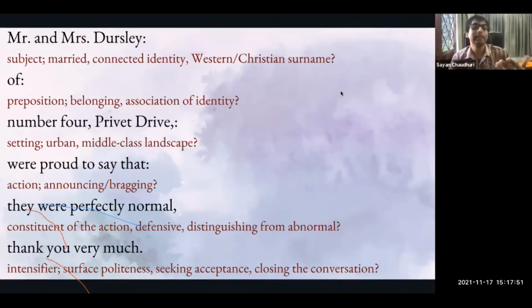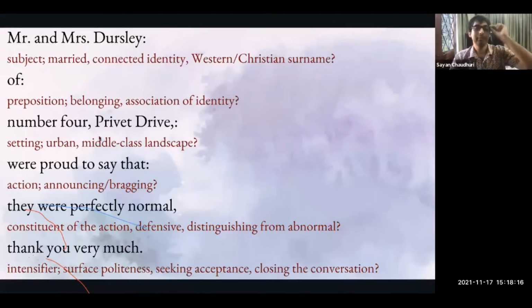So as we discussed, these are some things I have written down. Of course, you pointed out many more things. So: married, connected identity, maybe Western Christian surname. As Rosemary said, this is something we can now verify by looking at surnames in a certain part of Britain. "Of" is a preposition, but it's also talking about belonging, association of identity.